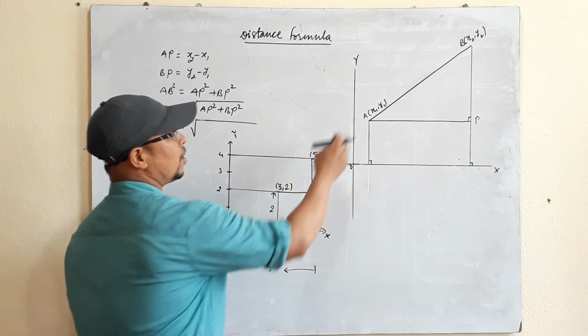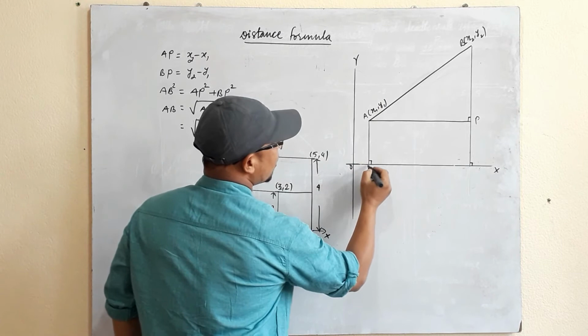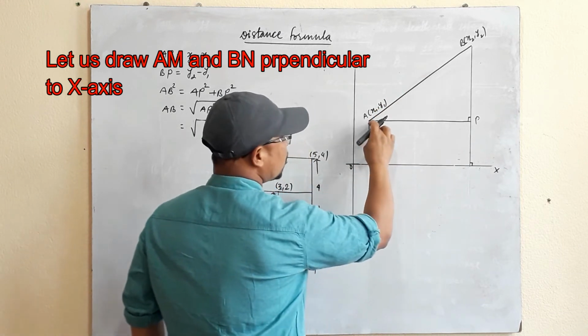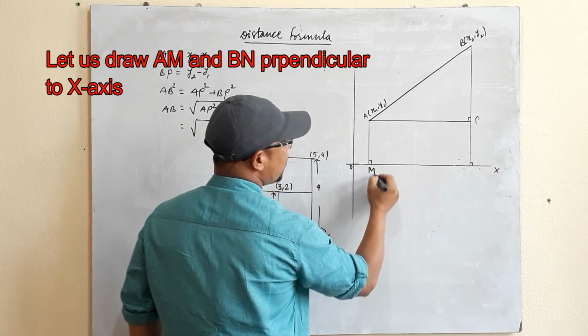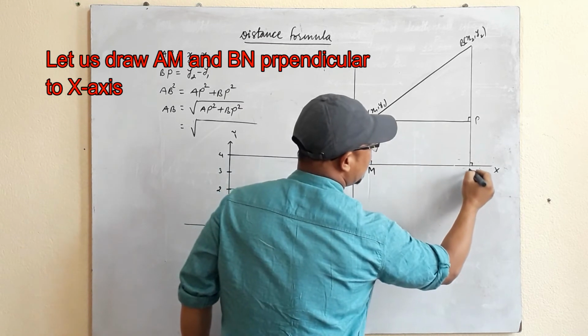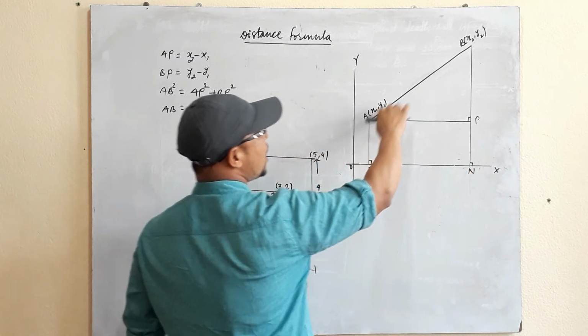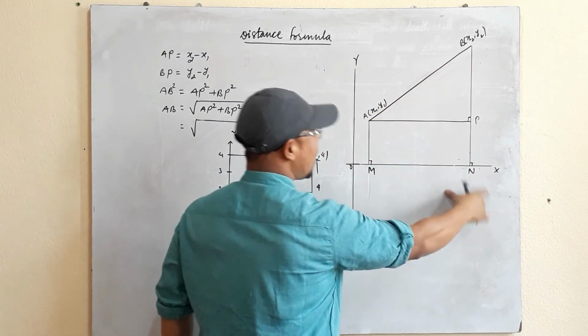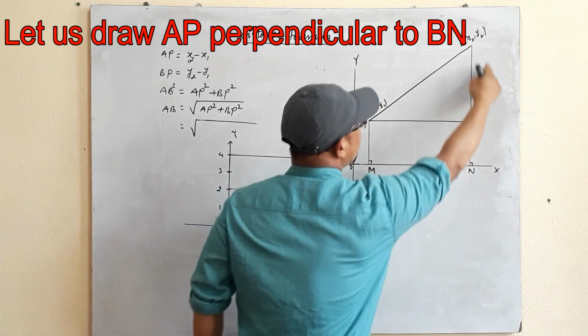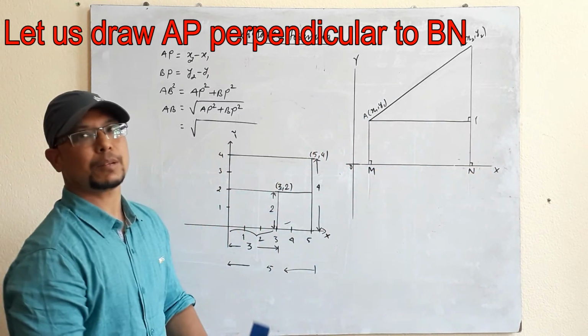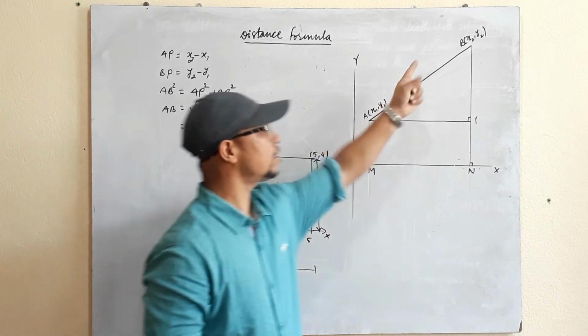Similarly, look here. Let us suppose this is AB. Now let us draw perpendiculars. This is AM perpendicular and BN perpendicular from A and B to the x-axis. And let's draw AP perpendicular to BN. This is the simple perpendicular from this vertex.